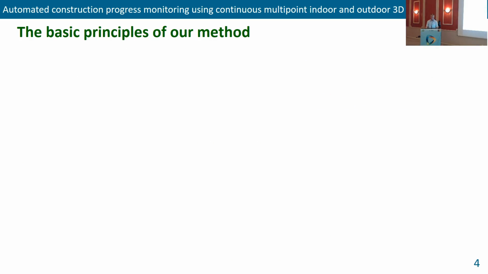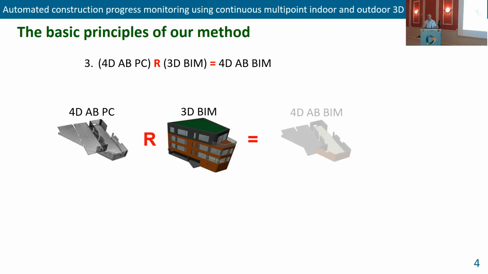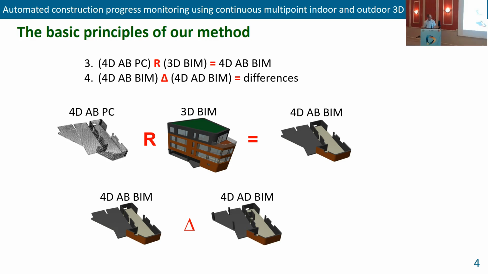In the third step, then we compare the 4D as-built point cloud with a 3D BIM model to create the 4D as-built BIM model. In the fourth step, then we compare this model to the as-designed BIM model to present the difference between both models.